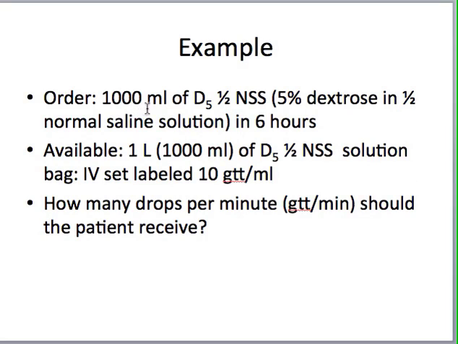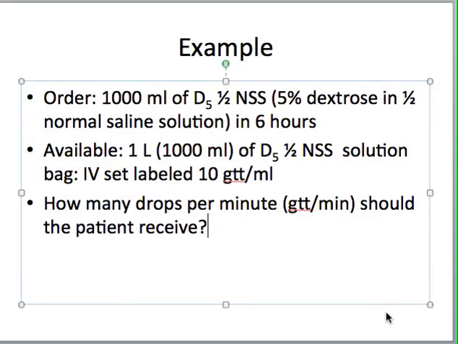The order is for 1,000 mLs of this particular solution, 5% dextrose in half strength normal saline over a 6-hour period. We have one bag of this solution, and the IV set is labeled as 10 drops per ml. That means 1 ml contains 10 drops. How many drops per minute would the patient receive?